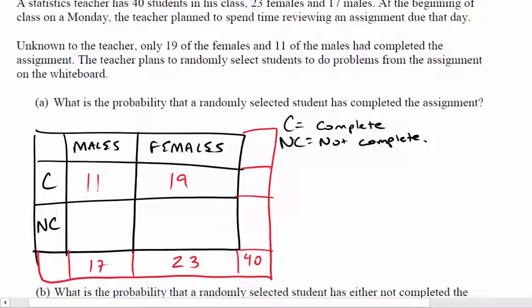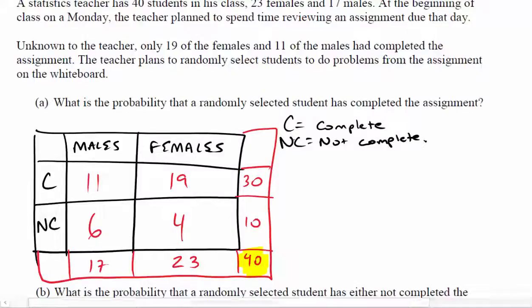So from here we can actually fill in the rest of the table. We know that if we add these together, we have 30 students that have completed the assignment. That leaves us with 10 students that did not complete the assignment, since they total up to the 40. So then also going vertically, if we have 11 males that completed the assignment and 17 that are total, that means there are 6 that did not complete it. And there have to be 4 females that did not complete the assignment.